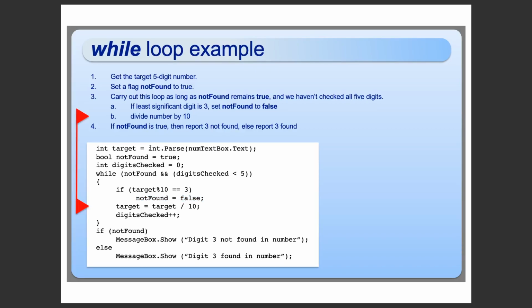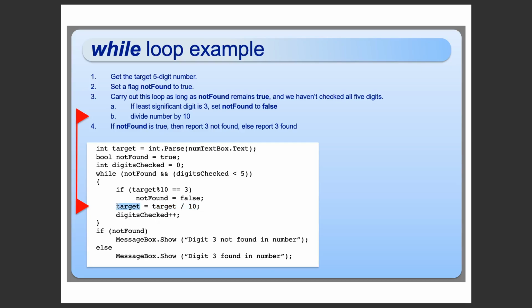Then our pseudocode says divide number by 10, and we translate that into the statement here in C#. Of course, this is going to be an integer division. We don't have a decimal place here, so it's not a double. We know that target's an integer because we set it up as an integer to start with. So this expression is going to do an integer division, dropping off the least significant digit and assigning the result to target.